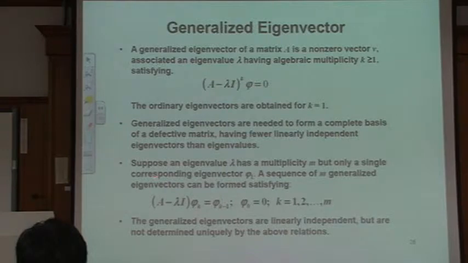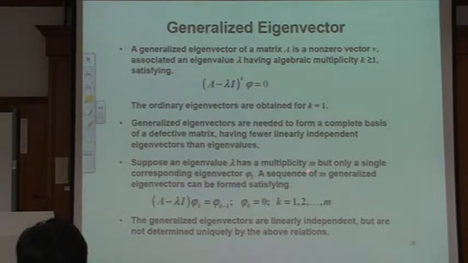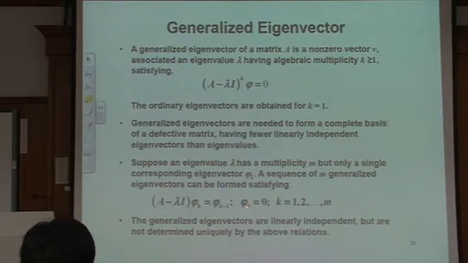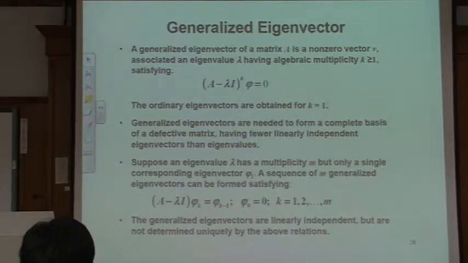For example, if we have a eigenvalue lambda with multiplicity m, but only corresponding to phi 1, then we can find the rest of the m minus 1 eigenvectors by this formula here. For example, the very first one, phi 0 equal to 0, based on our definition.